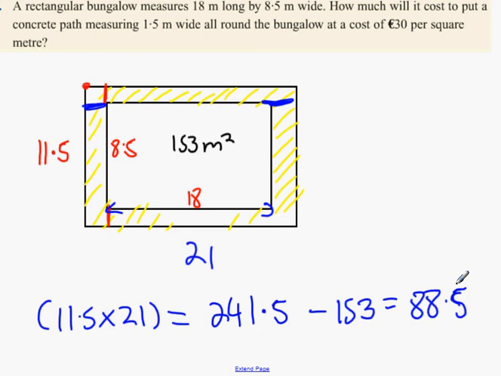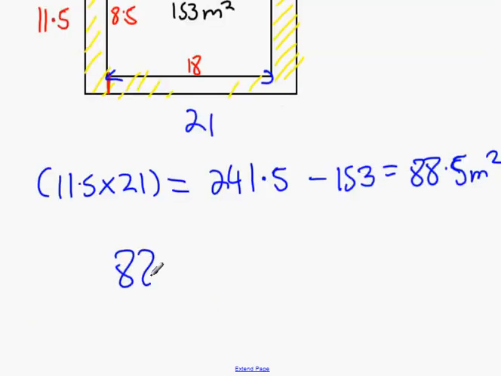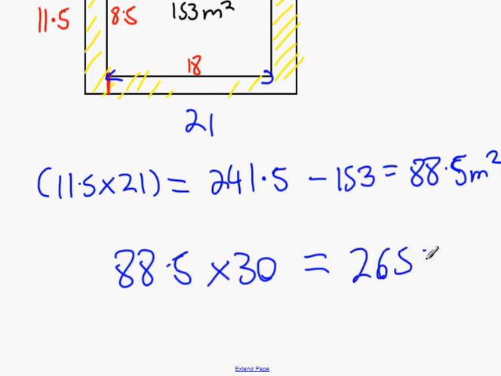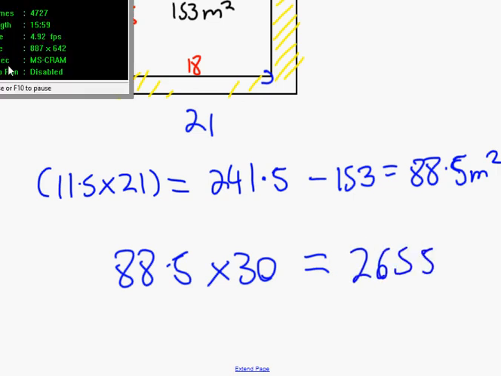Okay. Now 88.5. What does it say each square metre costs? €30 per square metre. So we're expecting this is 88.5 square metres. Will it cost more than €30 or less than €30? So you have to multiply it by 30. What do we get? 2,655. Why is it 30?